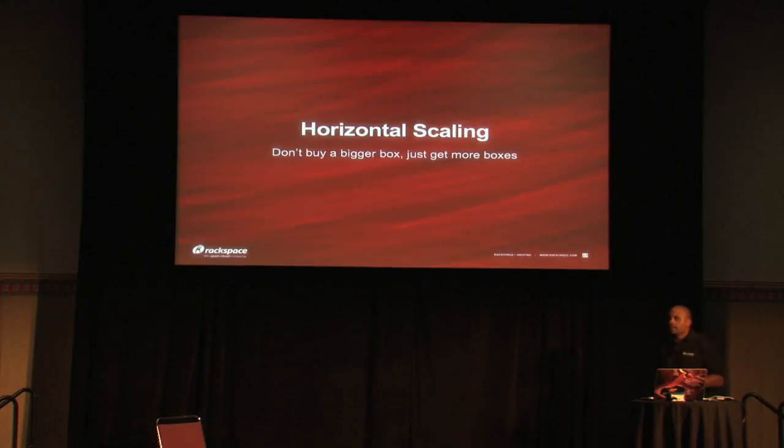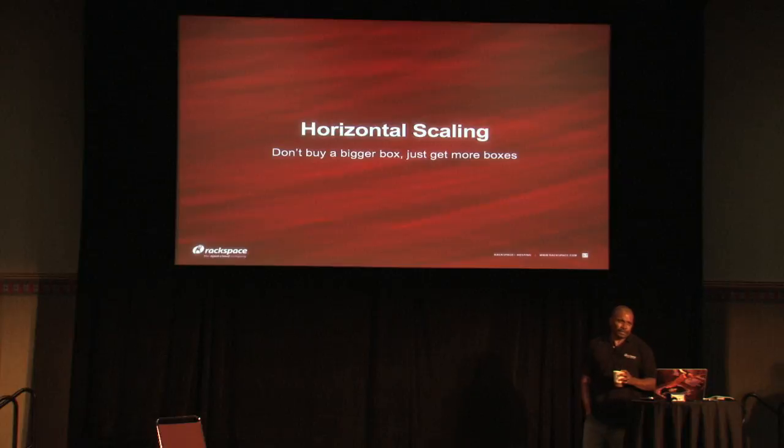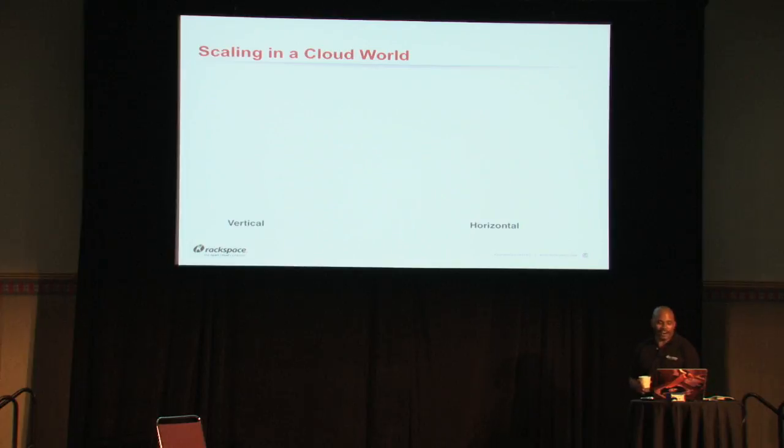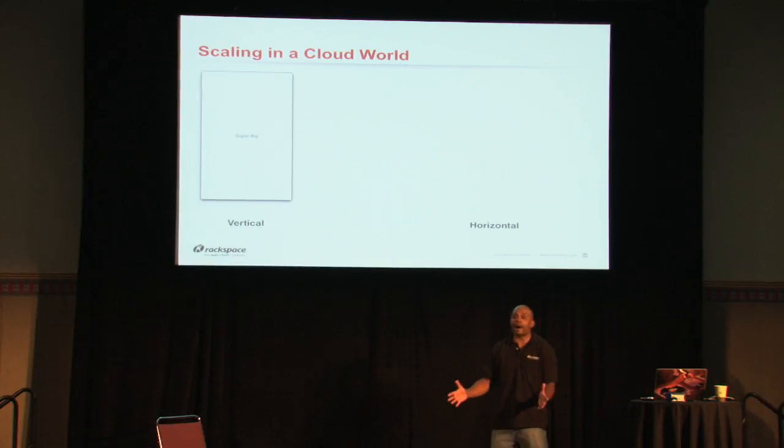First thing is this. In the cloud, we use horizontal scaling. You can scale vertically too, but we tend to use horizontal scaling. Don't buy a bigger box, just get more boxes. So here's how we used to do it in our application. When our app was humming along, and the box started to heat up and turn red and give us trouble, what did we do? We bought a bigger box. And then when that one got pressed out, we bought a bigger box, right? And then when we really had a successful app, we bought this super big honking box, right?